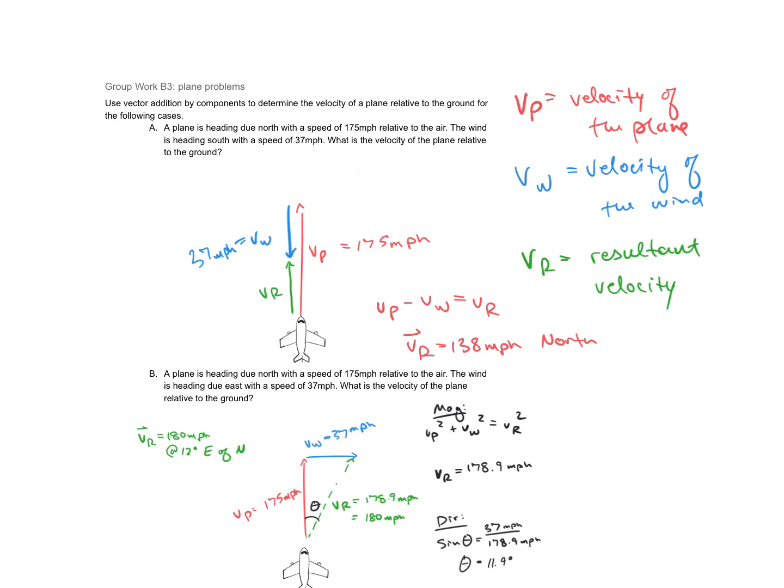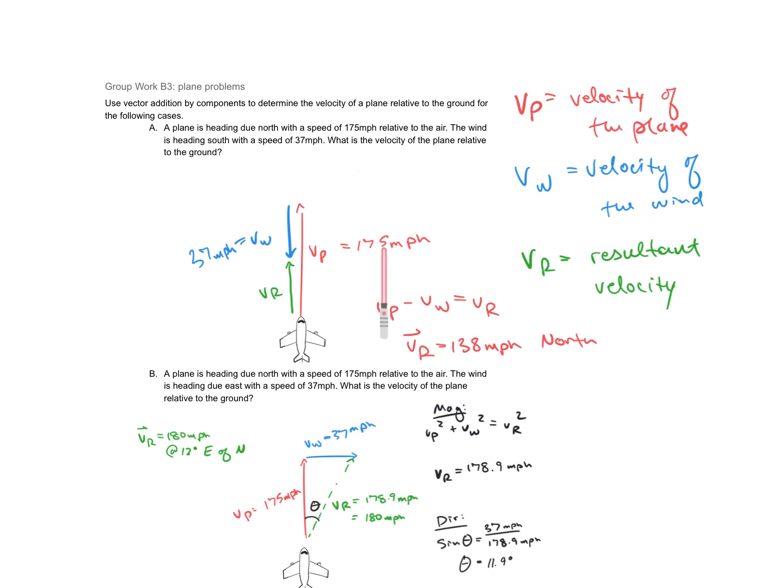So this would be like someone watching. If the plane is moving and the air that it is inside is moving, what is the final resultant for the person who's watching that's not in the air, like someone on the ground? In this example, you go 175 miles an hour north and 37 miles an hour south. So the resultant vector is just these two combined together.